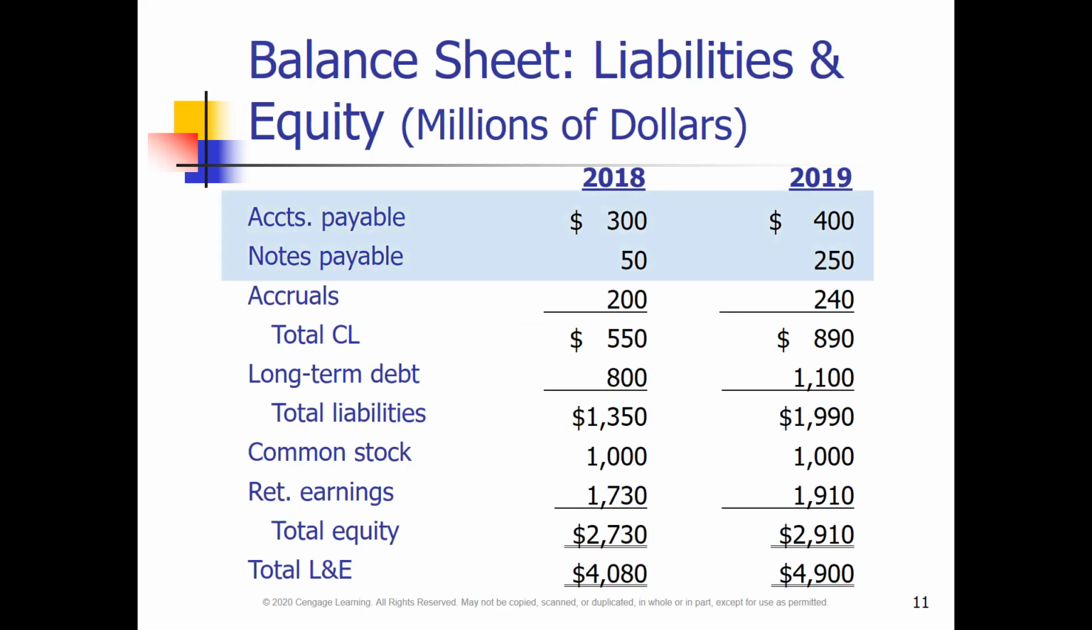Liabilities did not fare well either. Accounts payable increased by 1/3, notes payable increased 5-fold, and the firm took on more long-term debt. Current liabilities increased as creditors and suppliers financed part of the expansion. Long-term debt increased to help finance the expansion, but the company didn't issue any stock.